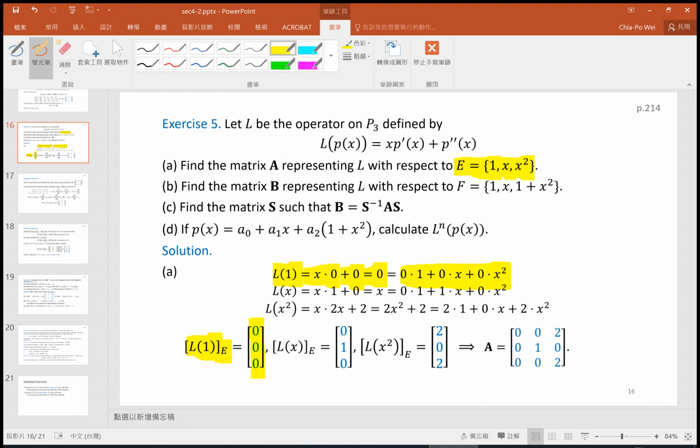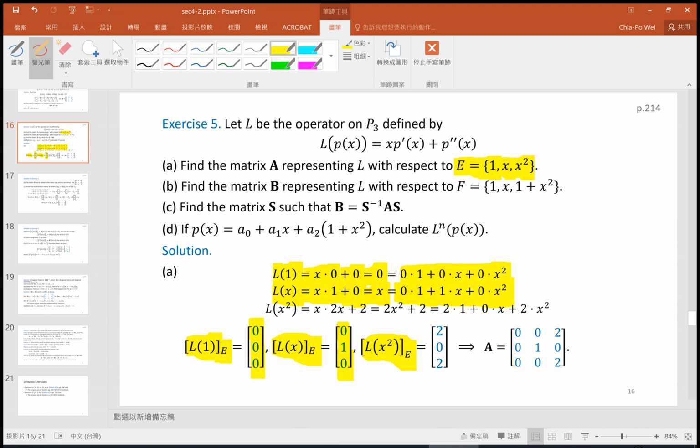Next, we compute L of x. By definition of L, L of x equals x times 1, because the derivative of x is 1, plus 0, because the second derivative of x is 0. Therefore, L of x equals x. And we need to express L of x as the linear combination of basis E, because we want to compute the coordinate of L of x with respect to E. Clearly, x equals 0 times 1 plus 1 times x plus 0 times x squared. Therefore, the coordinate of L of x with respect to E is 0, 1, 0. Similarly, we can compute the coordinate of L of x squared with respect to E as 2, 0, 2.